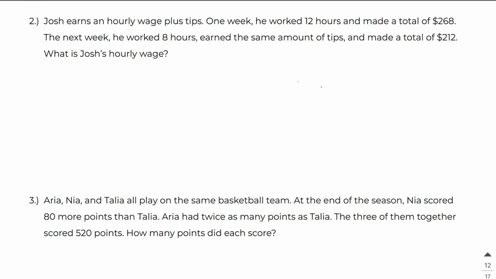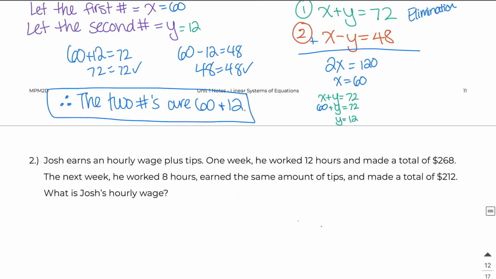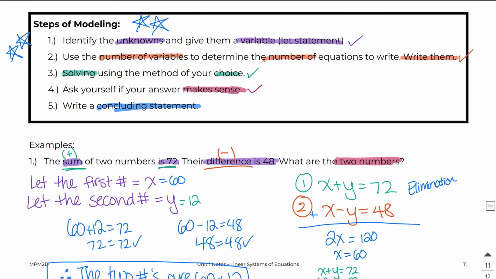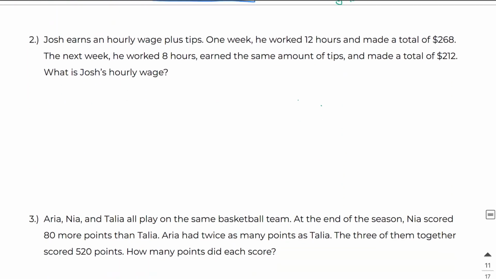All right, and number 2, we're going to go through and do the exact same thing that we did before. We're going to go through and make sure that we follow these steps. So step 1 says to identify the unknowns and give them a variable. So we're going to write our let statement. So let's go through and read through our information right here.